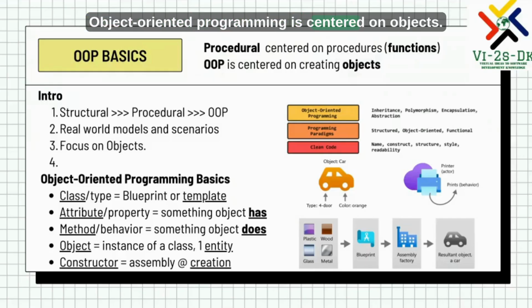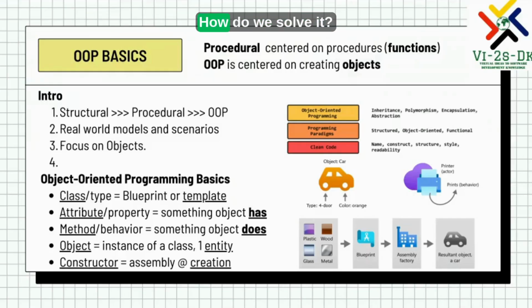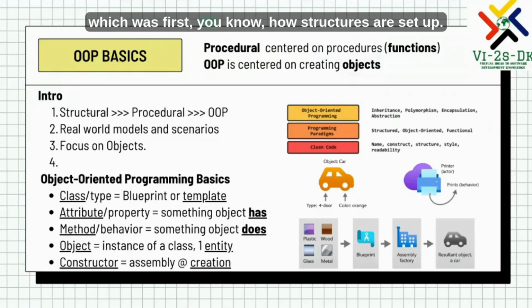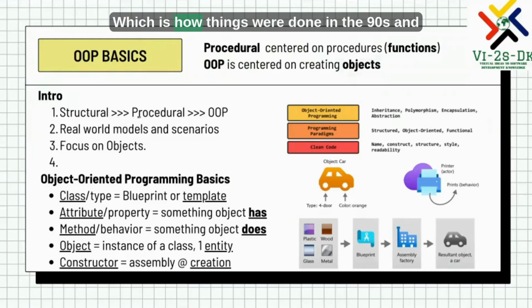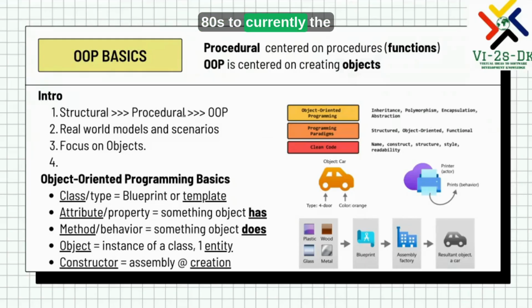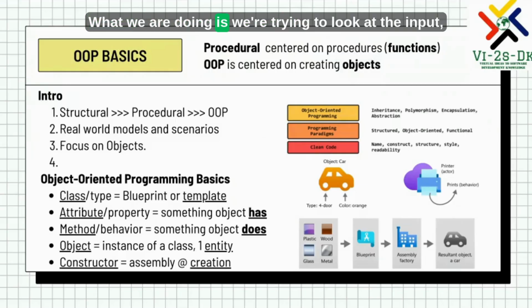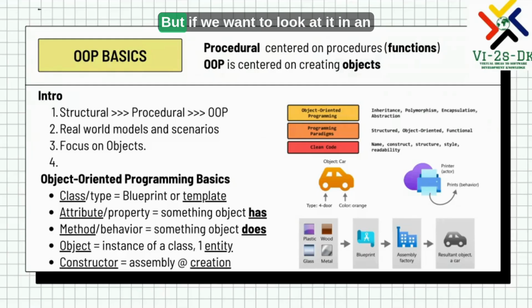Object-oriented programming is centered around objects. So we have a problem we're trying to solve. How do we solve it? We need to take that problem and model it and see what actors we have, what different parts are in that project. So when you do that, you change your approach from the structural, which was first, how structures are set up, to procedural, which is how things were done in the 90s and 80s, to currently the object-oriented approach. So like I said, it focuses on objects and real-world scenarios. For instance, we've been writing this code about rock, paper, scissors. What we are doing is we're trying to look at the input, the program, and then the output. But if we want to look at it in an object-oriented approach, we're going to look at actors.